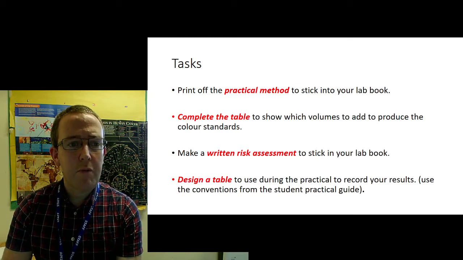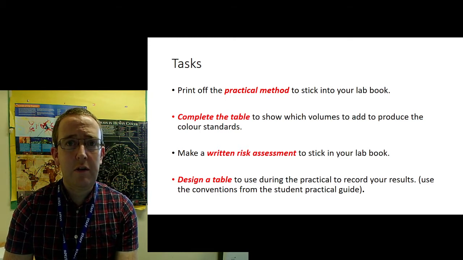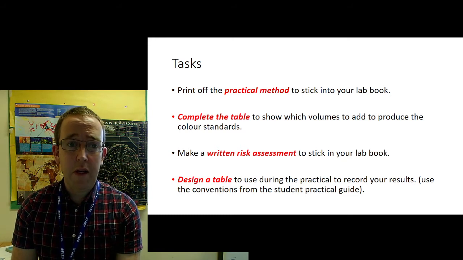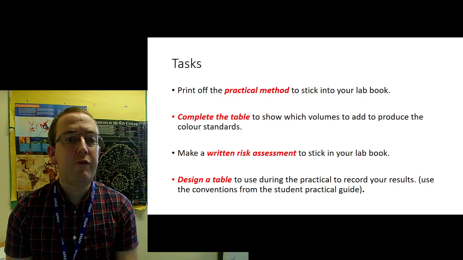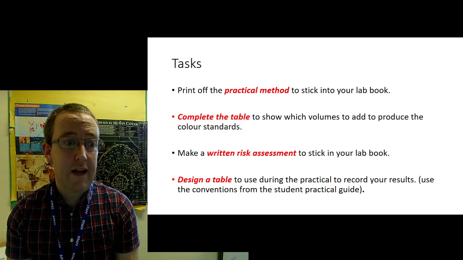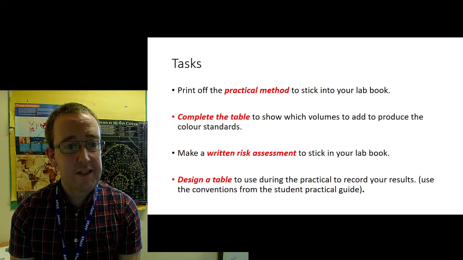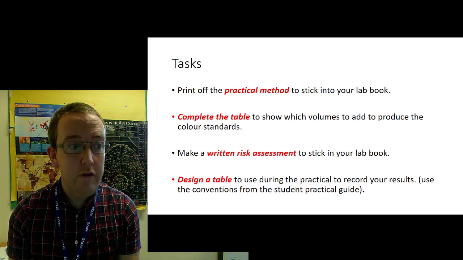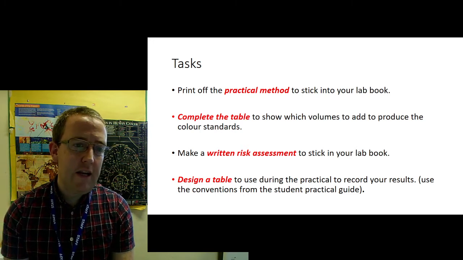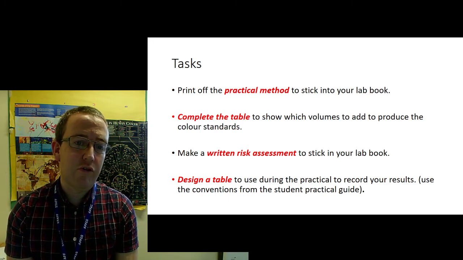So I want you to print the practical method, ready to stick into any lab books. Okay, that might be quite a way down the road, but there we go. Complete the table to show which volumes to add to produce the colour standards. Make a written risk assessment and stick it in your lab book. That is a required and often undervalued skill that lacks attention. And design a table to use during the practical to record your results.